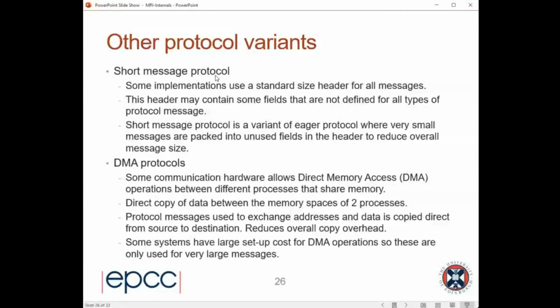There are other variants. The short message protocol is like eager, but it's basically this: you've got a header, let's say a fixed 256 byte header. There's probably room on that which is unused. So if I send a message to somebody and it's one double precision number or one integer, I'll send the initial protocol message, which is just the header, but also stick the data on the header.